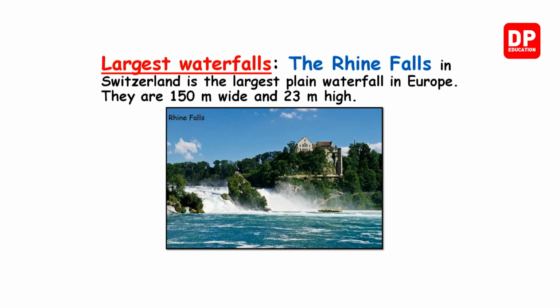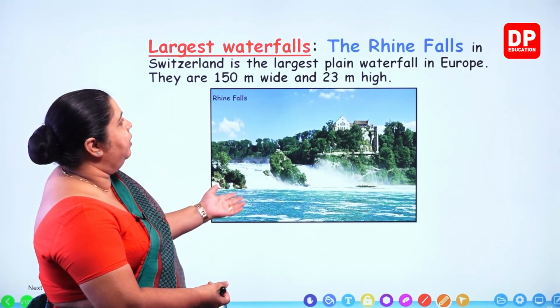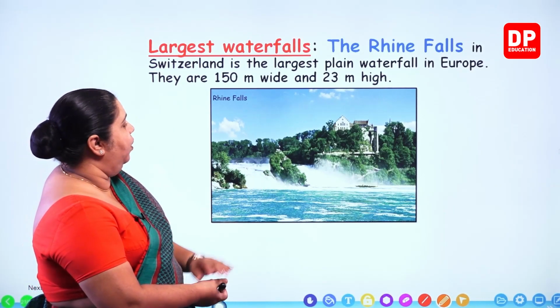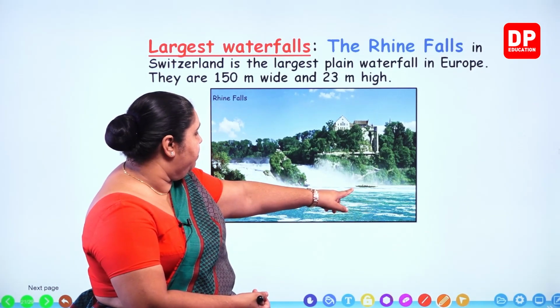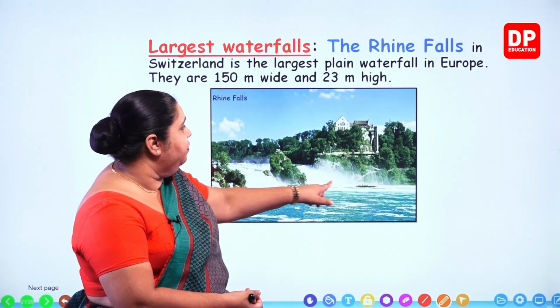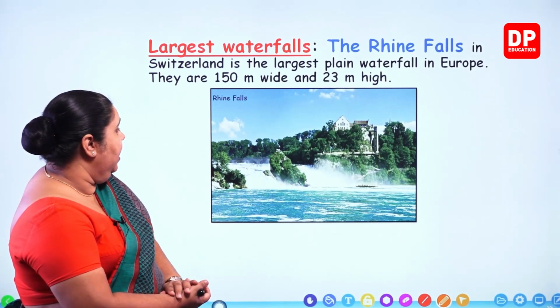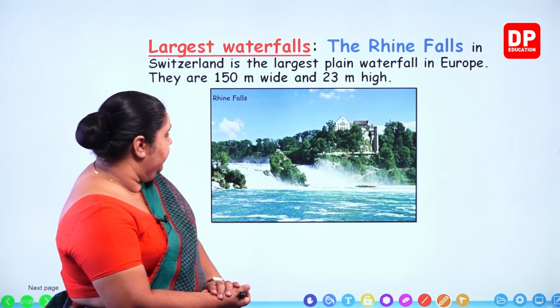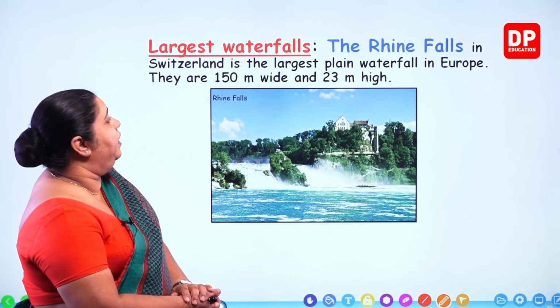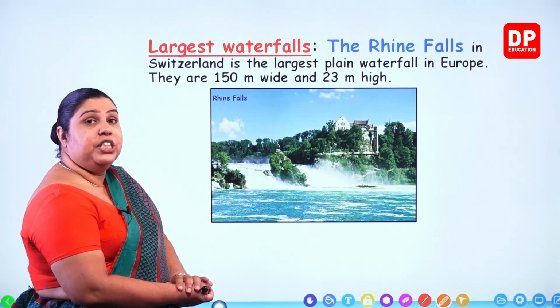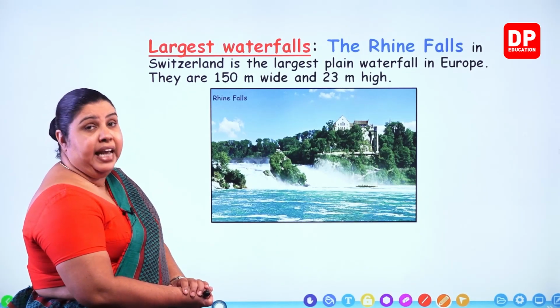Then the largest waterfall, the Rhine Falls in Switzerland, is the largest plain waterfall in Europe. ඔන්න පුතේ මේ බලන්න මේක තමයි ඔය Rhine කියන fall, Rhine Falls. Rhine තමයි මෙන්න මේ දියඇල්ලේ නම. Now can you see there are little ships and boats going near the waterfall to see how it falls? It is a big waterfall even though we see it like this. It is the largest plain waterfall in Europe. යුරෝපයේ තියෙන විශාලම දියඇලක් පුතේ මේක.